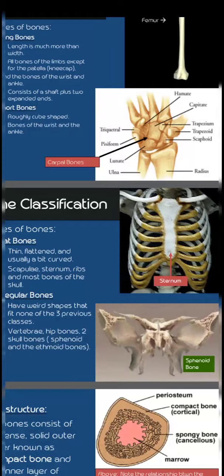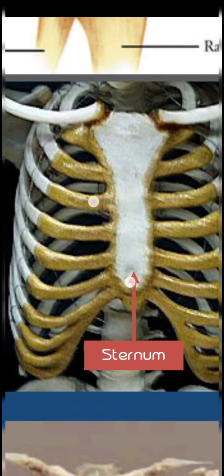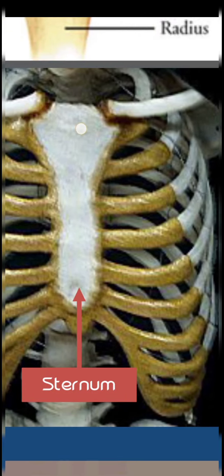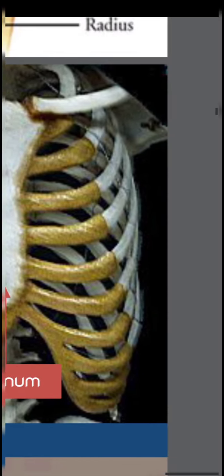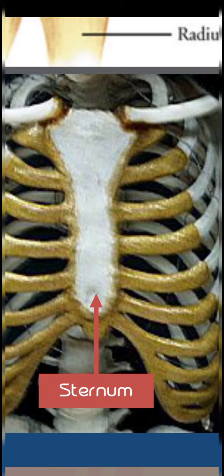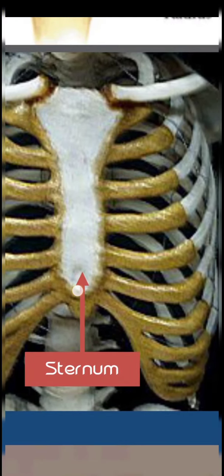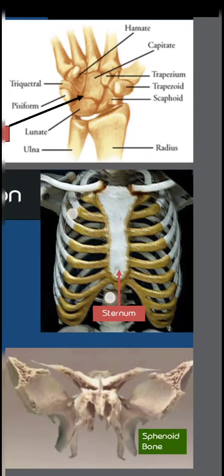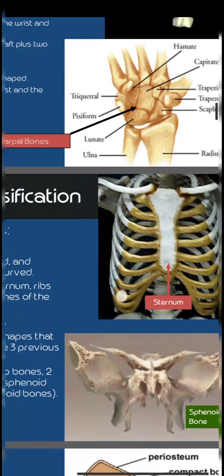This is a sternum. Again, I'll repeat. The upper part of the sternum where the clavicle attaches is known as manubrium sterni or manubrium. The lower part of the sternum is known as xiphoid process. This is the body of sternum. Here the ribs are attached. So sternum is an example of flat bone.